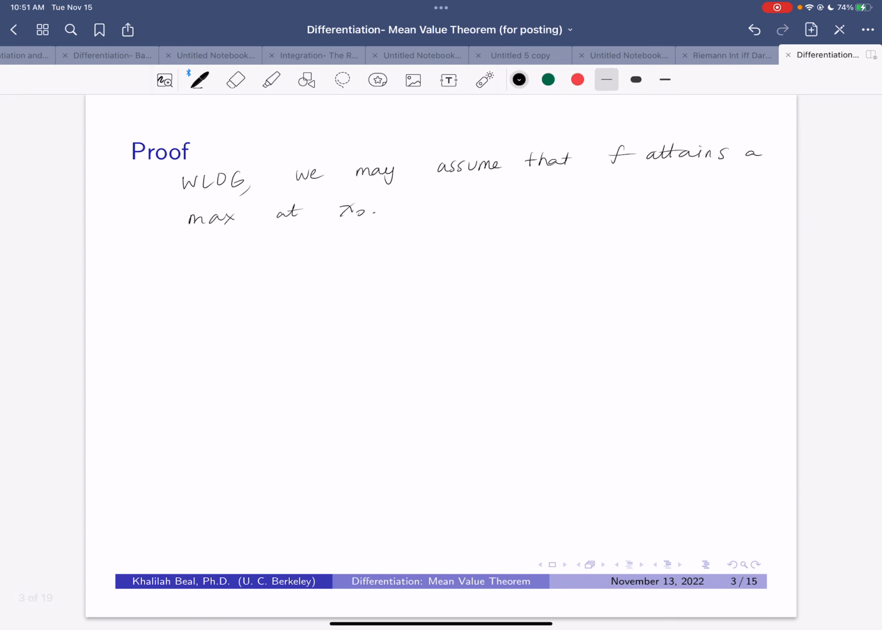Okay? Now, notice that f prime of x naught is going to be the limit as x approaches x naught of f of x minus f of x naught divided by x minus x naught.